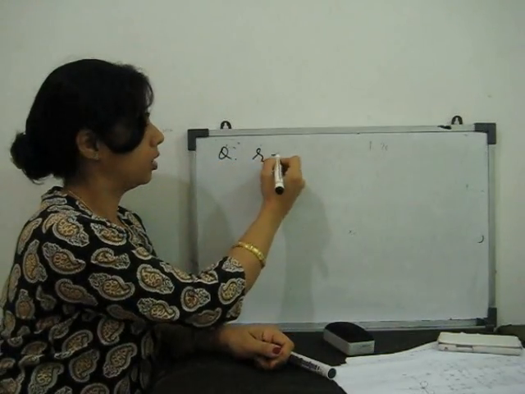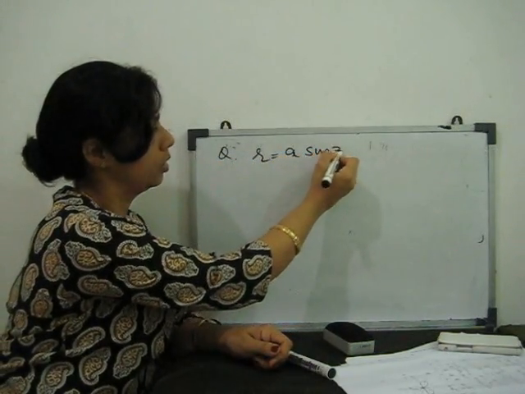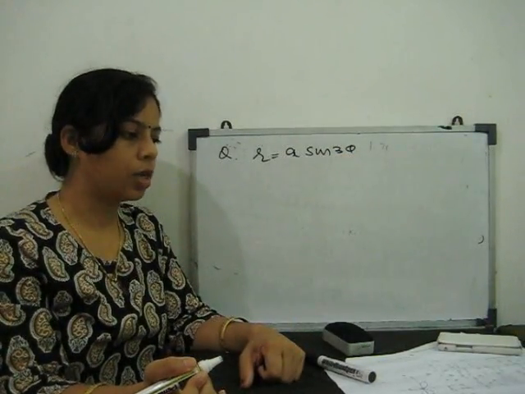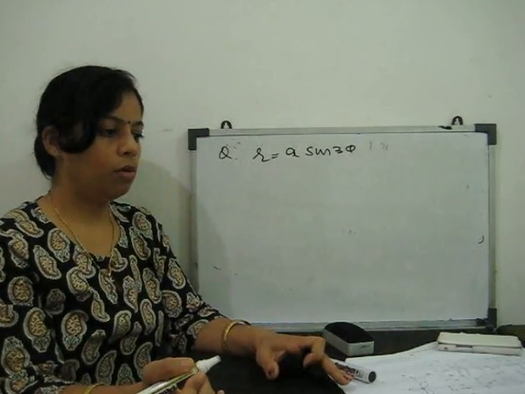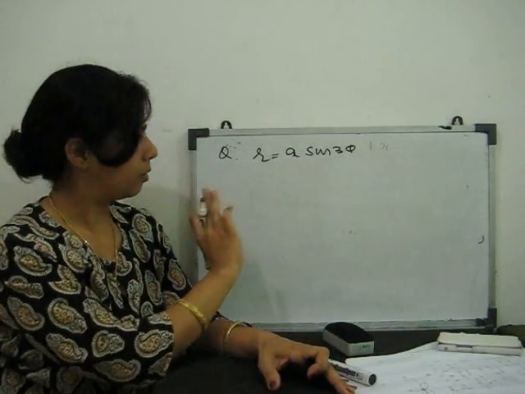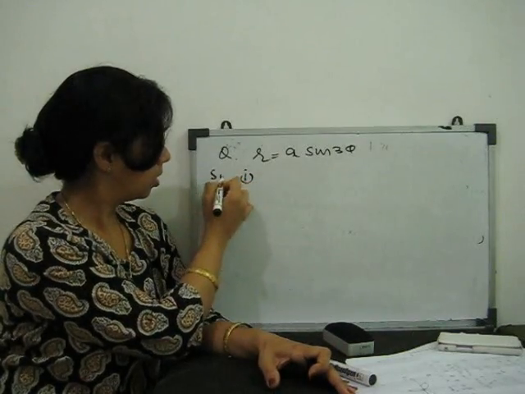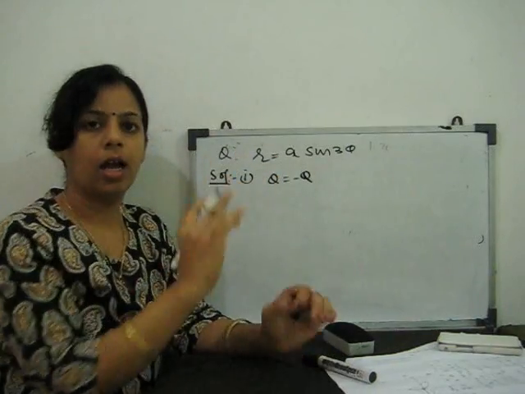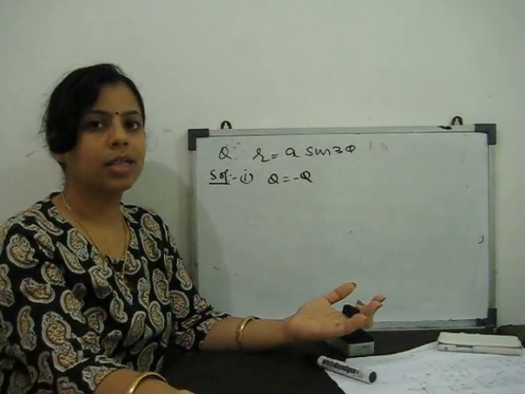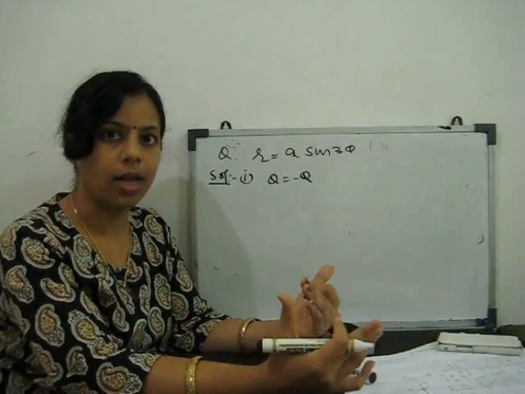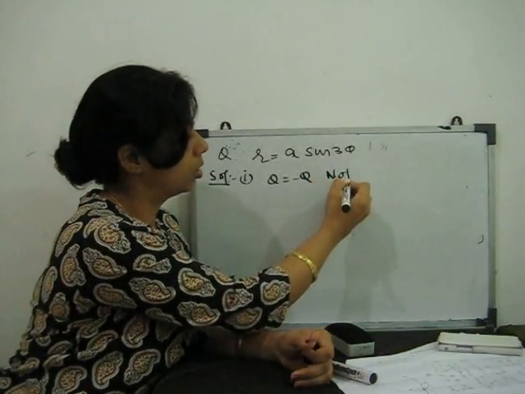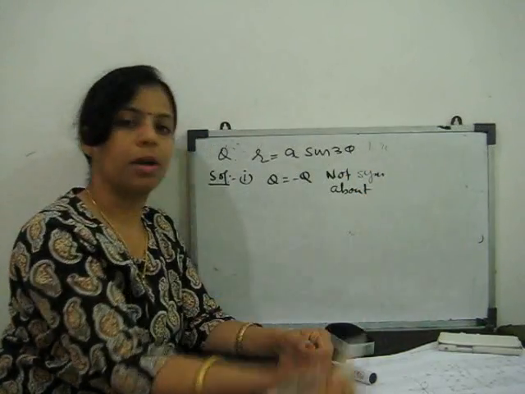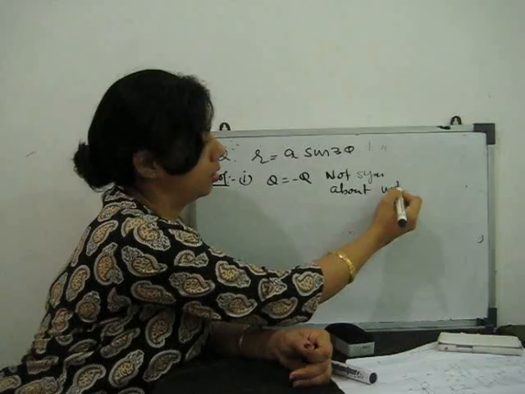Question: r is equal to a sine of 3 theta. First is symmetry. If we put theta equal to minus theta, sine of minus theta is equal to minus sine theta, so it will change the value. So it is not symmetric about the initial line.